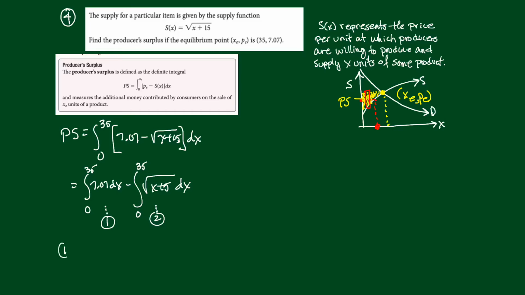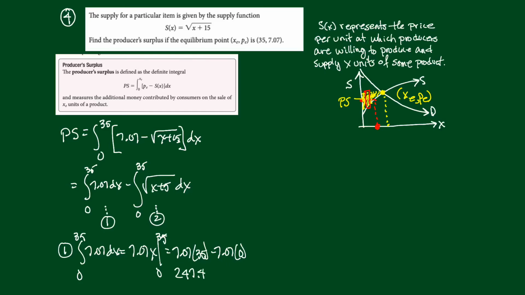So the first one, this integral from 0 to 35 of 7.07 dx, is going to be 7.07 times x, since this is just a constant, from 0 to 35. Put in the upper limit: 7.07 times 35 minus 7.07 times 0. And that 7.07 times 35 gives 247.45. So for integral 1, I got 247.45. Let me circle that because I'm going to need that later.